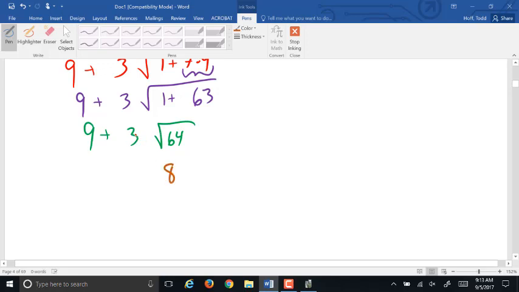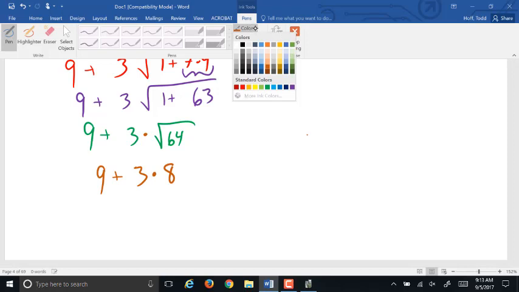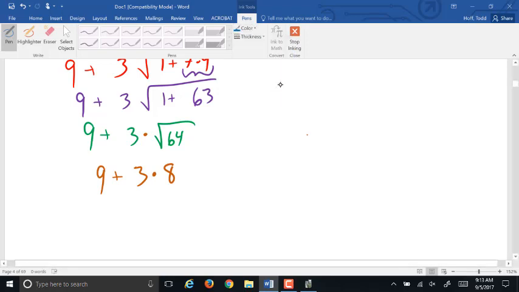Now, just like with the parentheses, the 3 is there. What operation is implied? Multiplication. So 3 times the 8. So then next we have 3 times 8, which is 24. And 9 plus 24 is 33. Any questions?